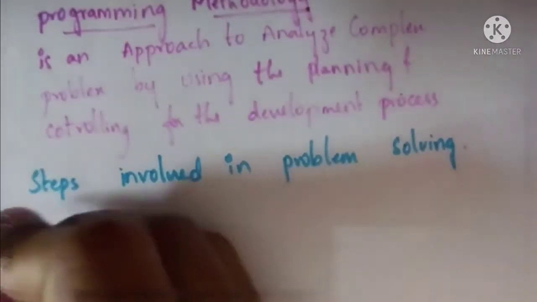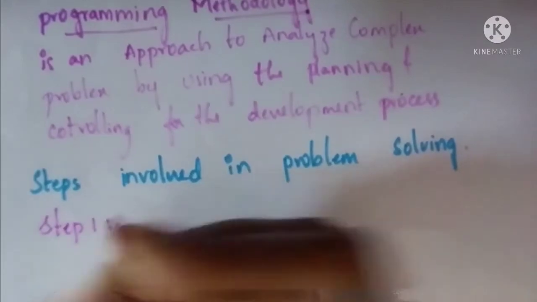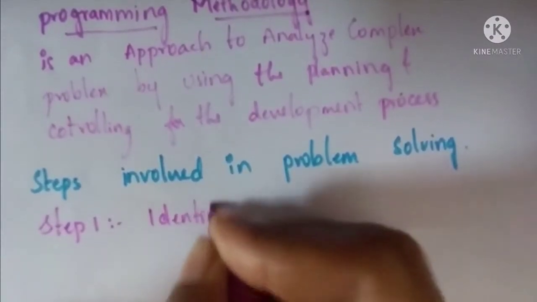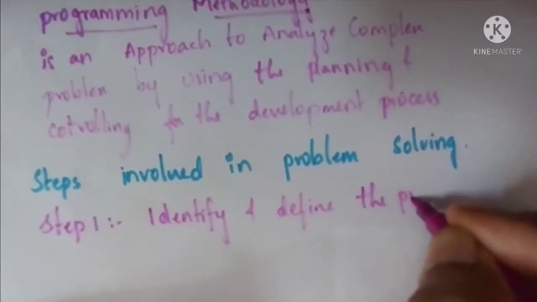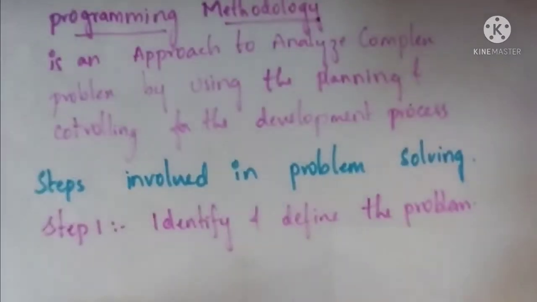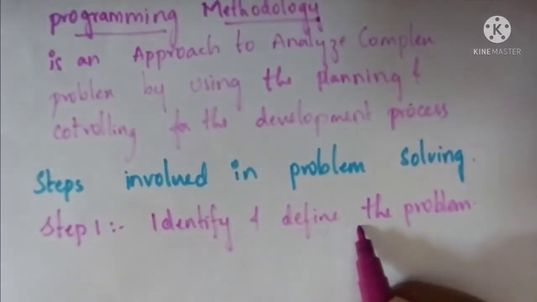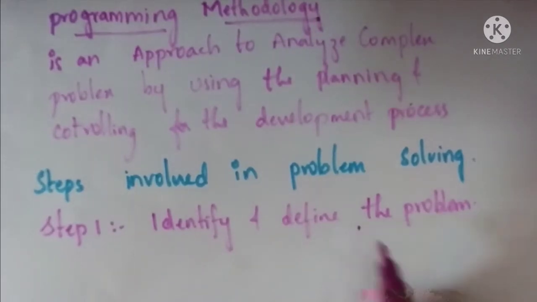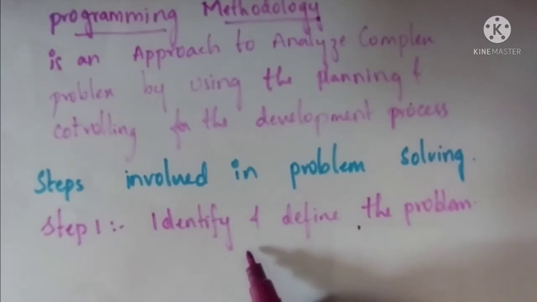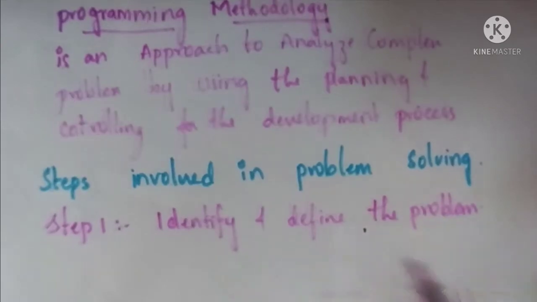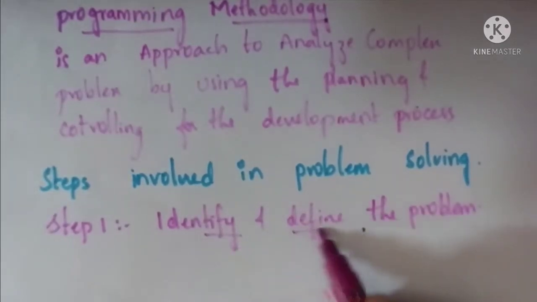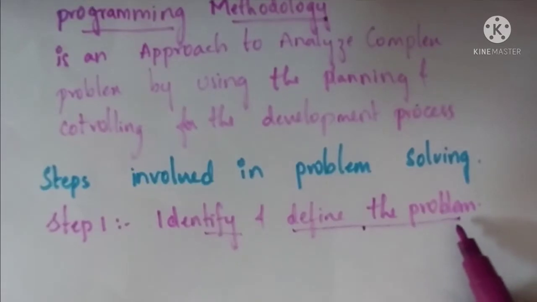Step 1 is to identify and define the problem. Whatever problems we are getting, we are going to clearly illustrate the problem definition. Whatever we want to tell in the programming, we are going to tell clearly without any ambiguity. We need to identify and define that particular problem if we are facing any problem.